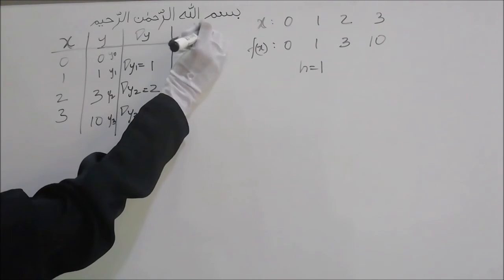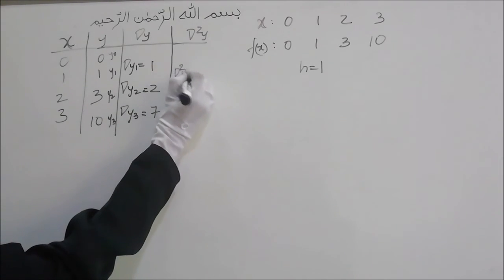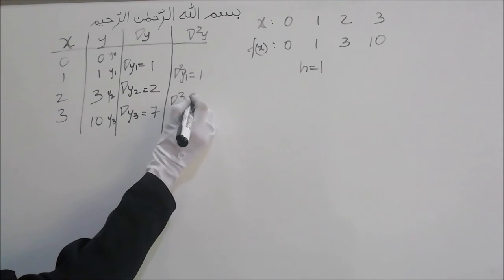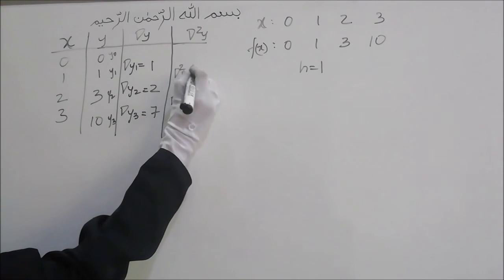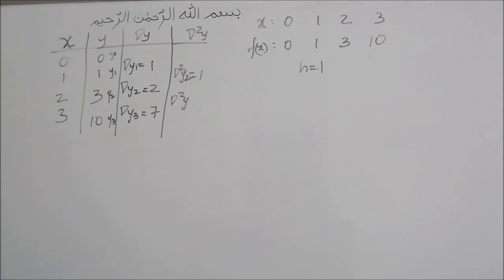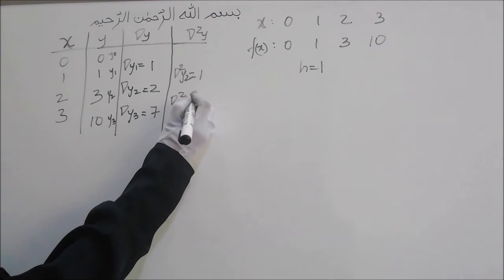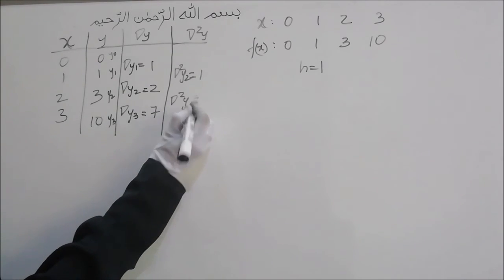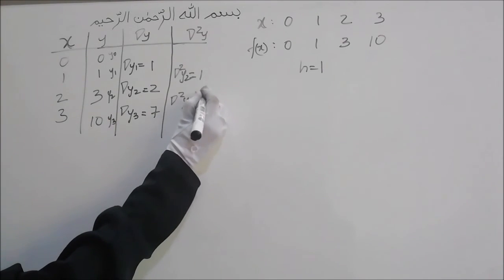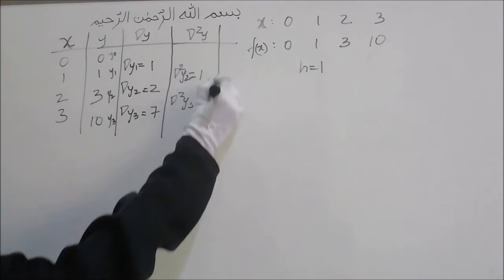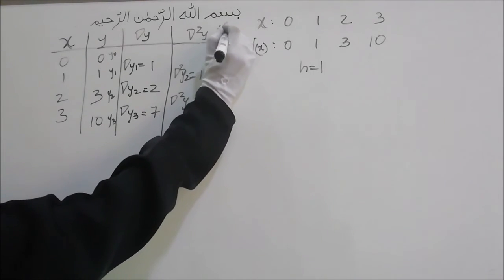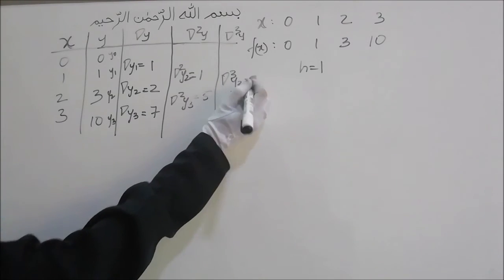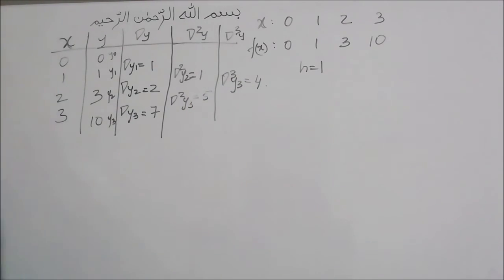Then we'll have del squared y. Del squared y1 will be 2 minus 1, 1, and del squared y2, because since it is the backward difference method, I'll have to retain y3 at the end. So 2 minus 1 will be 1, del squared y3 will be 7 minus 2, which is 5, and the last term will be del cube y. So we'll have del cube y3, 5 minus 1, which will be 4.